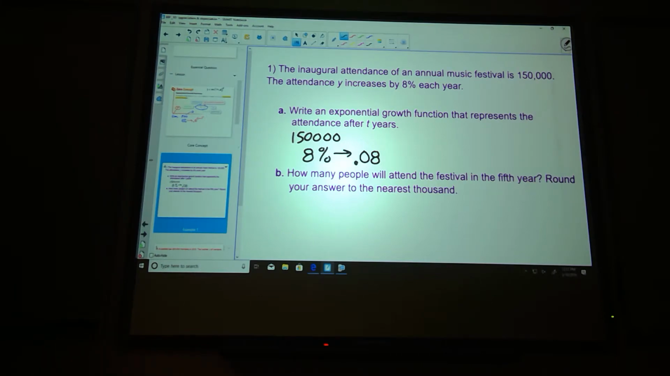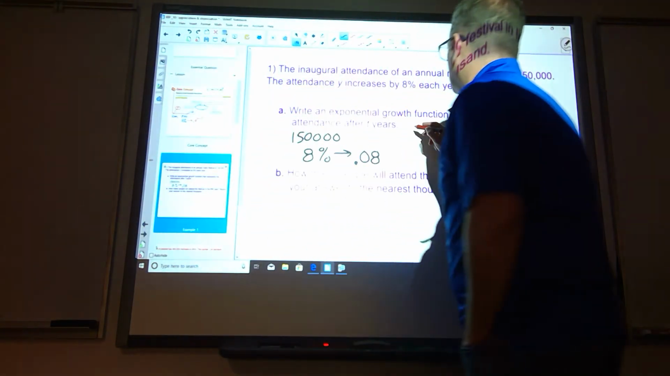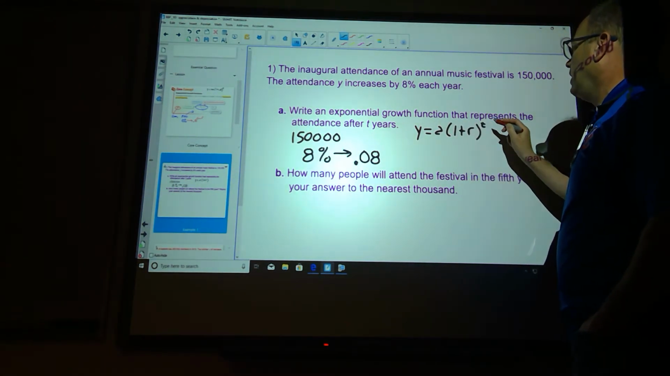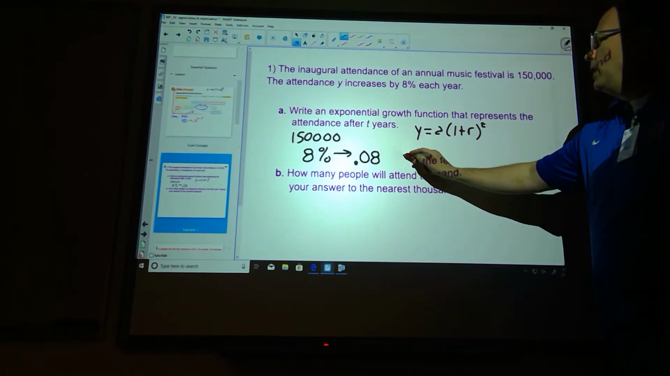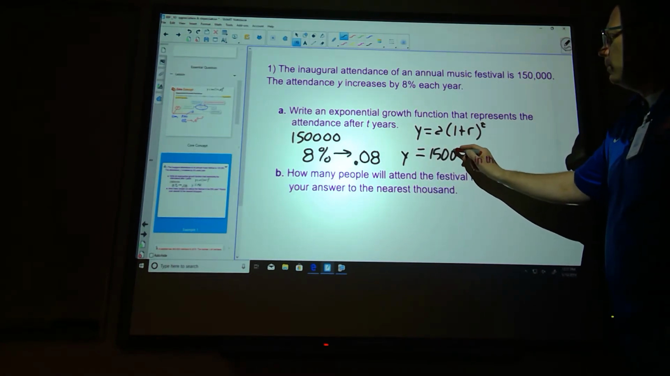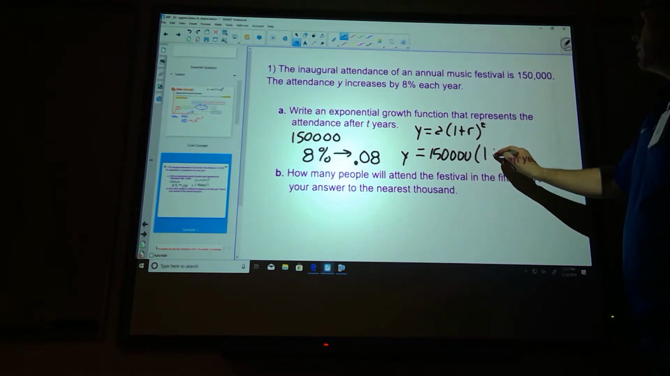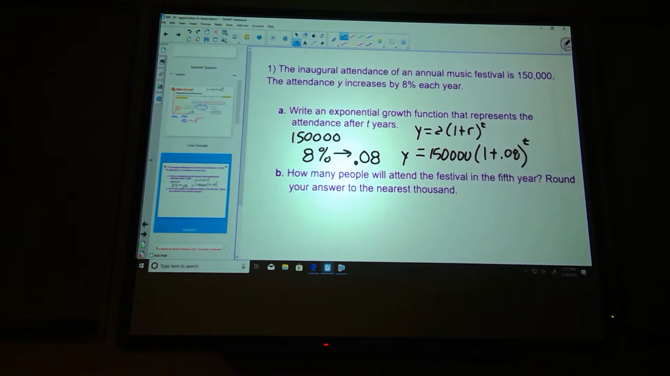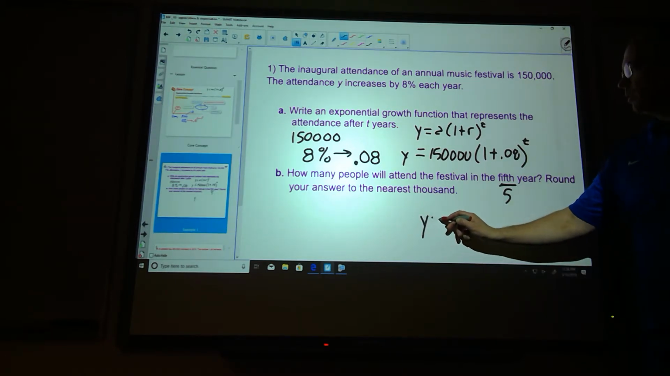All right, so write an exponential growth function. So we're getting more people, so I'm going to go 1 plus the 0.08. So I have y equals a times 1 plus r raised to the t. So I'm going to have y equals 150,000. Man, that's a lot of people. Plus that. Okay, and then after t years. Cool. So that's our equation. And then how many people will attend the festival after the 5th year? So where am I going to plug 5 in? For t, cool.